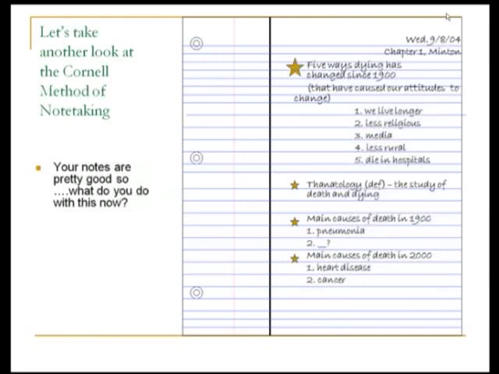So let's take another look at the Cornell method of note-taking. Your notes are pretty good, so what are you going to do with this now? What could you do? Well, here's what I've learned to do. I've learned to look at the first segment there, the 5 ways dying has changed since 1900. This is so easy, and it comes across as so hard. What is it that your teacher wants to know from that chunk? Well, all your teacher wants to know is, what are the 5 ways dying has changed since 1900? She wants you to be able to list them.